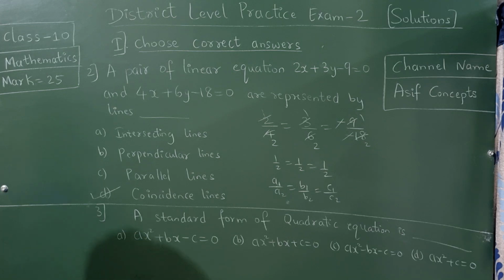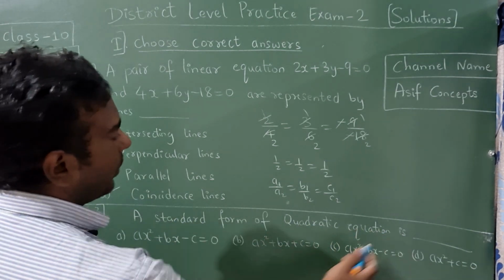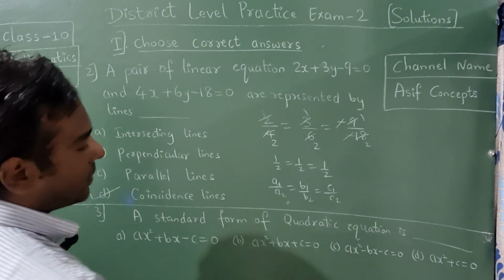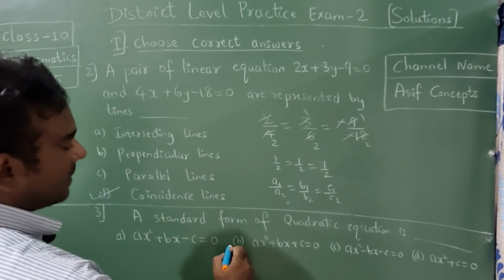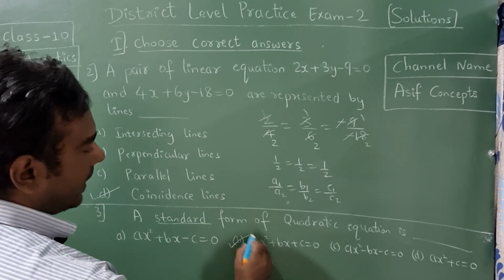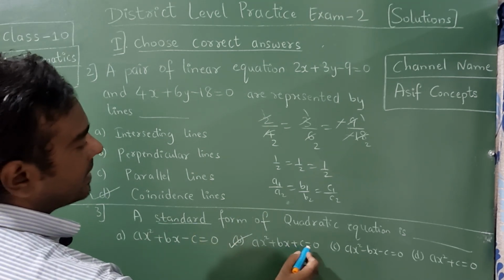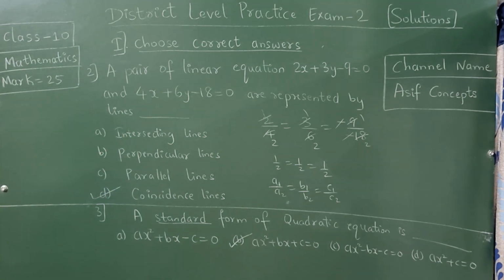Okay. Now the third question is the standard form of quadratic equations, and there are four options in this. Okay. The correct answer for the standard form is ax square plus bx plus c is equal to 0.